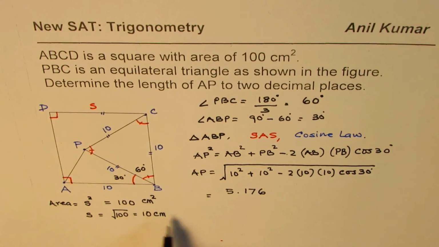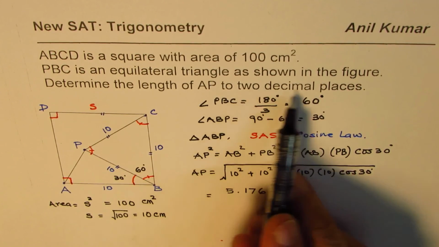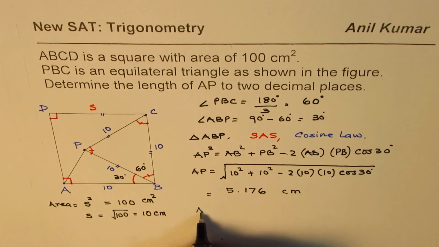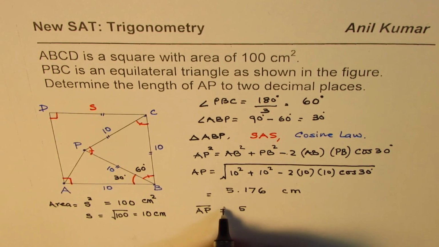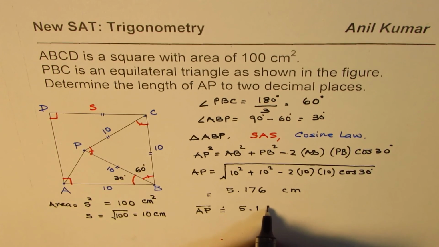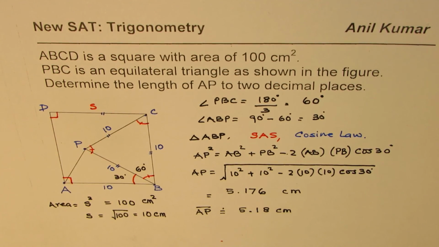Since all the units are in centimeters, this is also in centimeters. We have to round to 2 decimal places. Rounding to 2 decimal places, we can write the length AP, the segment length AP, as 5.18 centimeter, right? So that is how you can actually solve this kind of a question using cosine law. I'll provide you with some links which will give you practice on cosine law and sine law. I hope that helps you.